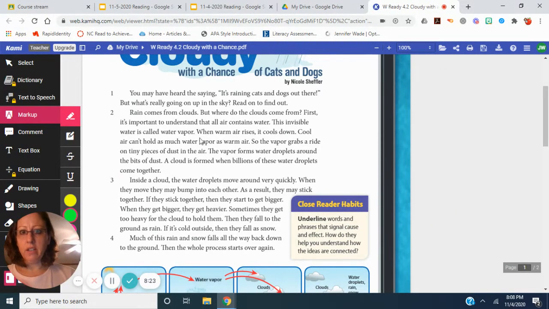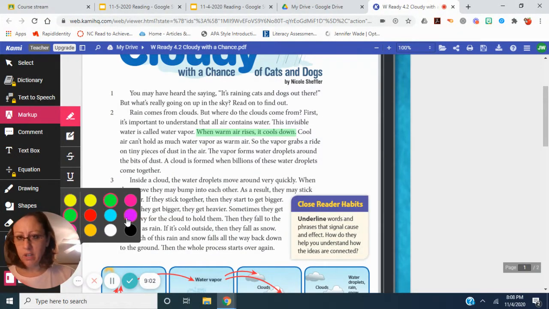So here it is in paragraph 2. It says, "When warm air rises, it cools down." I know that when warm air rises is the cause. So that's why it happens. So asking myself what happens, I see that it says it cools down, meaning that the warm air cools down. So I'm going to change the color of "it cools down" to purple.